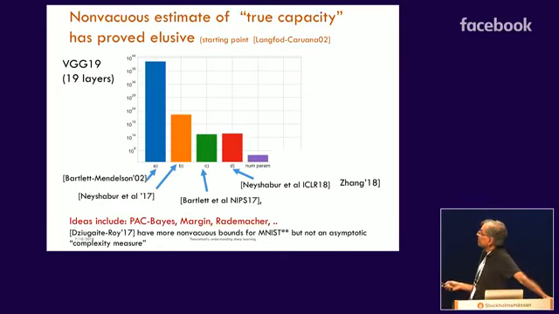So these are bounds that we computed for VGG 19, a 19-layer neural net. This is the classic paper of Bartlett and Mendelson. By the way, this is on a log scale. The true number of parameters is of the order of 10 million, 10 to the 7, which is down here, and 10 to the 44 is the height of the plot. If you take the naive Rademacher complexity estimate, it's up there.